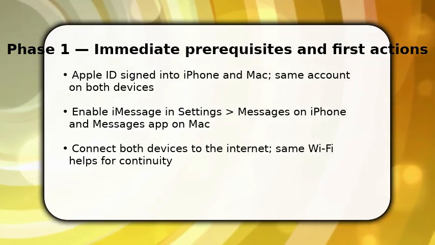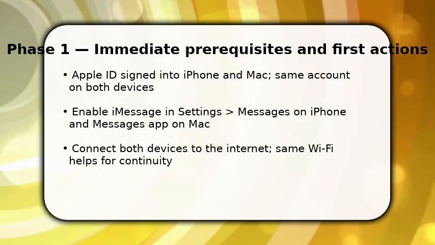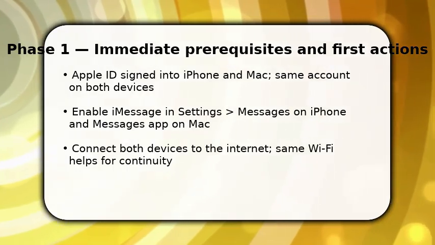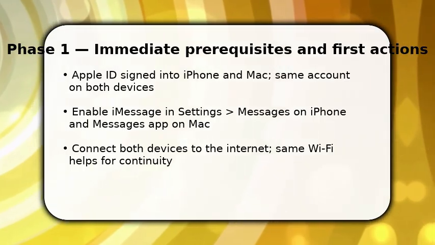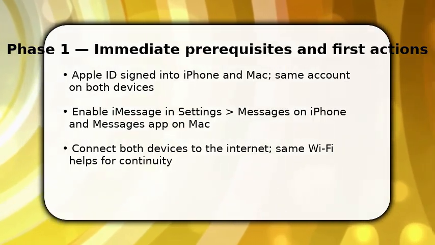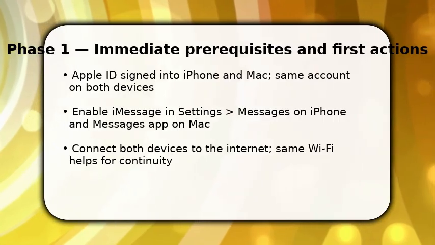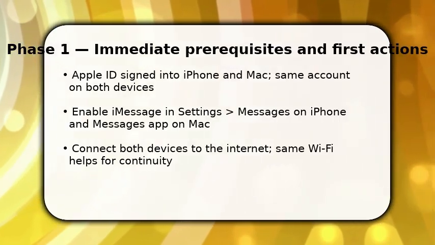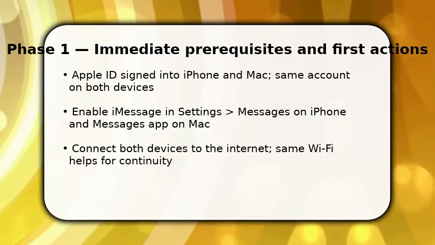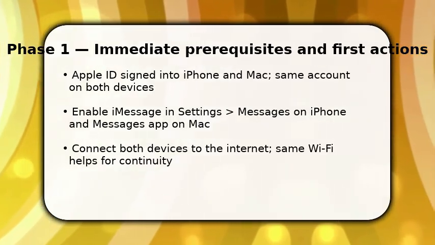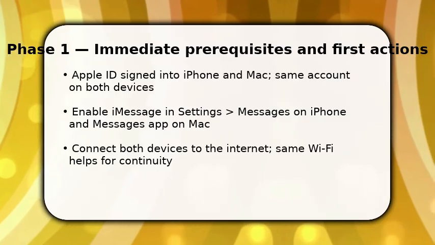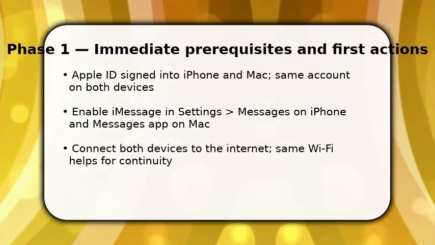You start by confirming prerequisites so the process runs smoothly. Sign into the same Apple ID on your iPhone and your Mac, and enable iMessage in Settings on the phone and in the Messages app on the computer. Once done, make sure both devices are online, preferably on the same Wi-Fi network for continuity features, because the system links messages to that account. Now open Messages on the Mac and wait for account sync.